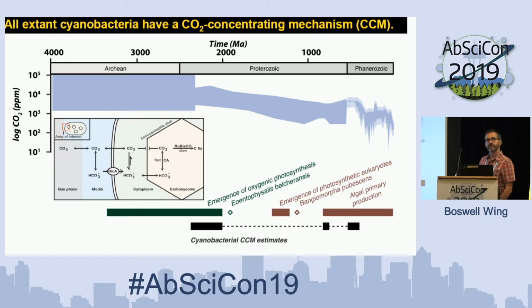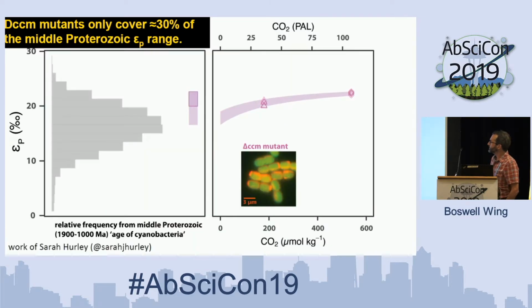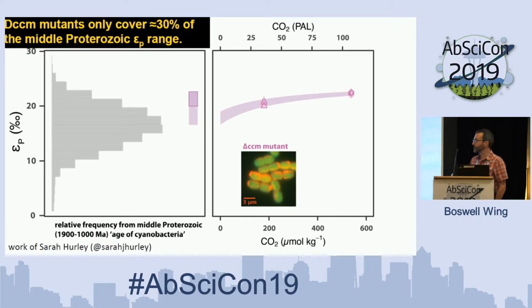So we decided to test this, and Sarah in the lab was able to create a carboxysome-less mutant of the wild-type cyanobacterium Synechococcus 7002. And these green fluorescent images show the distribution of rubisco in these mutant cyanobacteria. She grew them under different CO2 levels, and it turns out that they're a high carbon requiring mutant, which means that growing them at very low CO2 levels is very difficult.